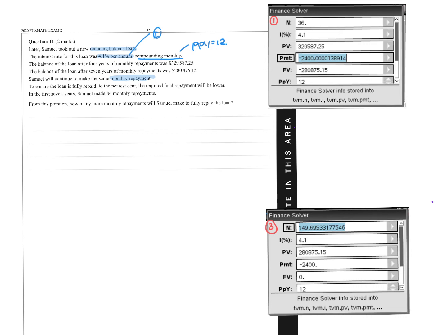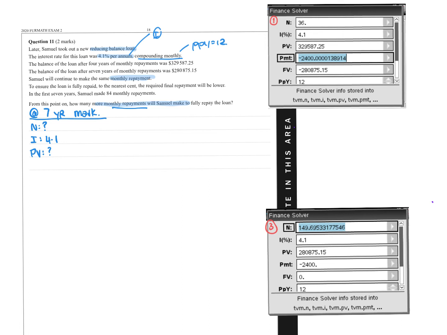Okay, from this point on, how many more monthly payments will Samuel need to make? So if we go through the things that we've got, we need to know how many more. At the 7 year mark, we want to know how many more repayments, so N is the question. Then if I go through what I know, I know the interest rate is 4.1, and now the PV, I actually don't know that.